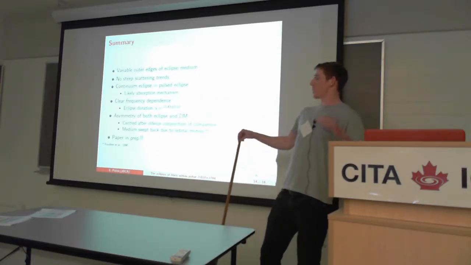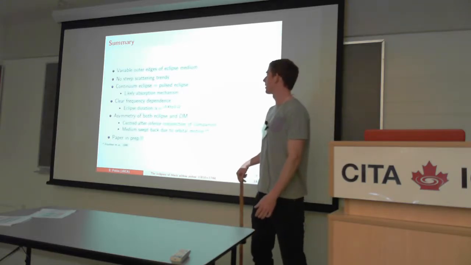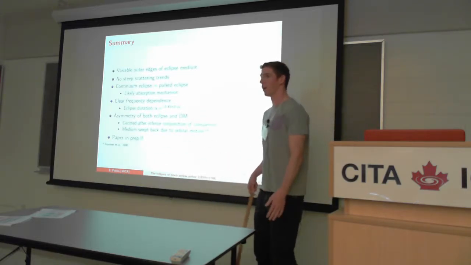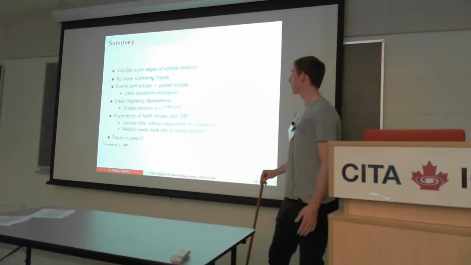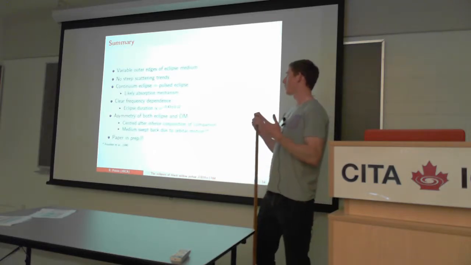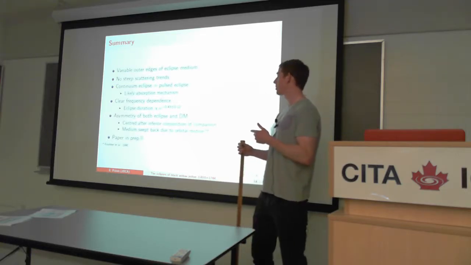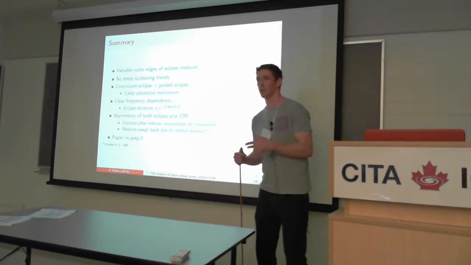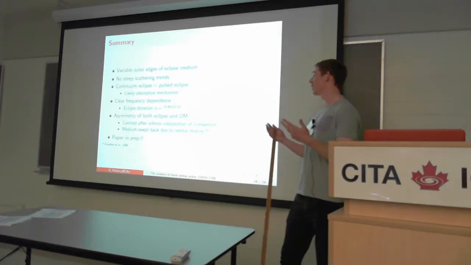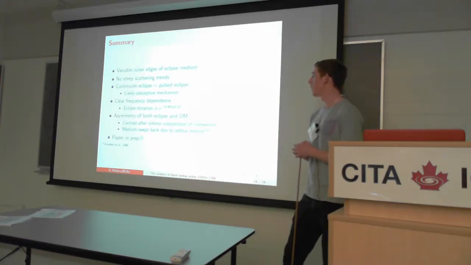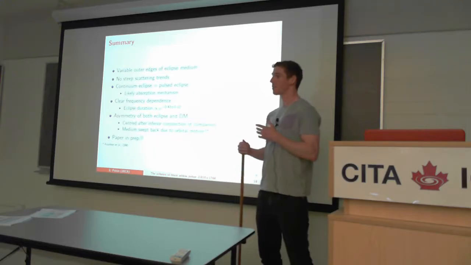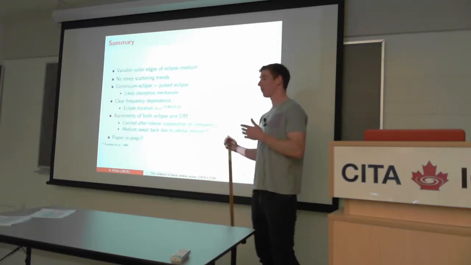Yeah, so just to summarize before we start discussing it all, we basically see that there's a very variable eclipse medium or material. We don't really see any steep scattering trends suggestive of it actually being a cause of the eclipse. We see that the continuum eclipse is equal to the pulsed eclipse, really suggesting it could be something more like absorption. We see a clear frequency dependence, but there could be a bit more.